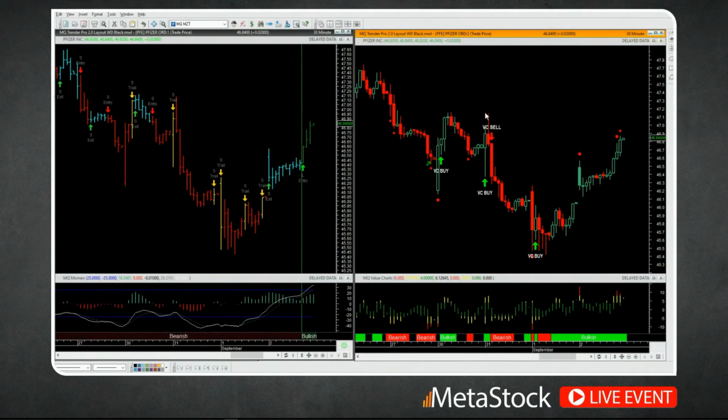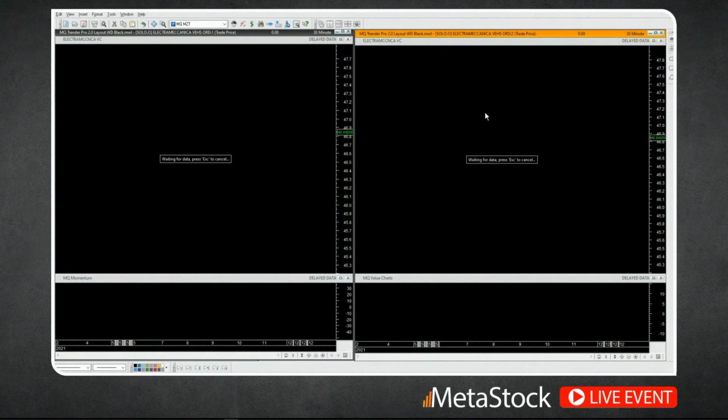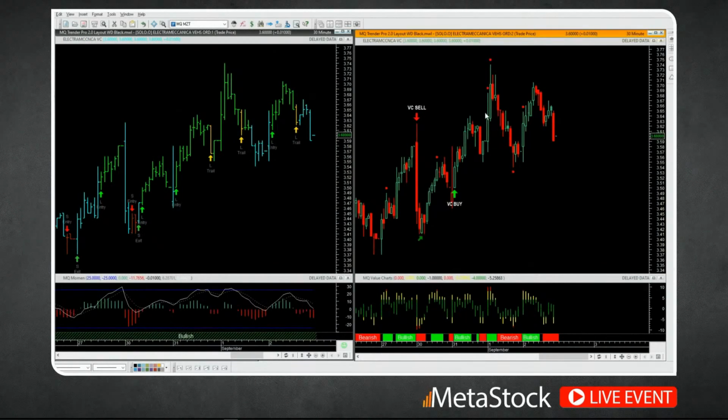So if I wanted to look at something like solo, I can switch both of these at the same time, and I can immediately see the results from both.